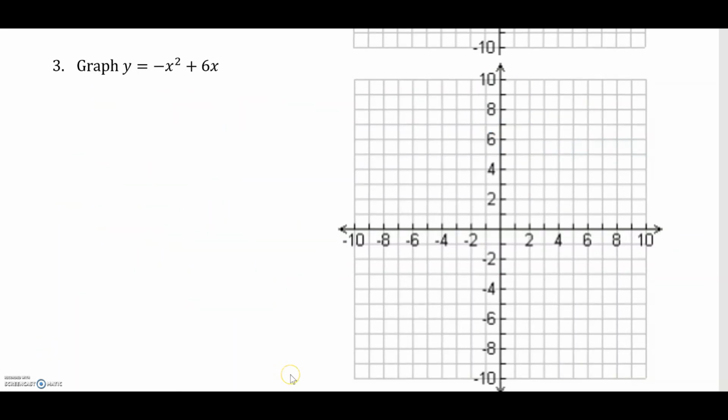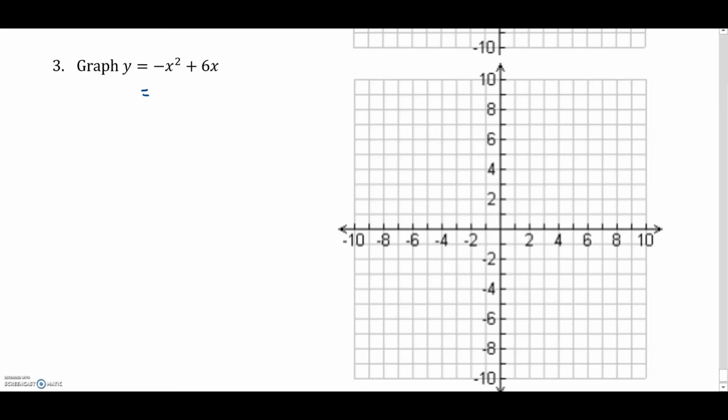We have one more example. It says graph negative x squared plus 6x. And what we can do here, there's a couple different things. We can identify the roots. If we wanted to do that, we can see from looking at it quickly that our roots will be 0 and positive 6. And you could solve for that by factoring. But if we want to find the vertex, we should put it into vertex form first.